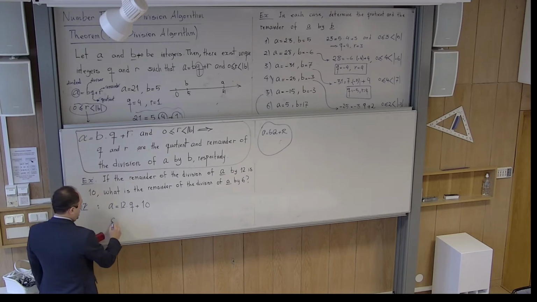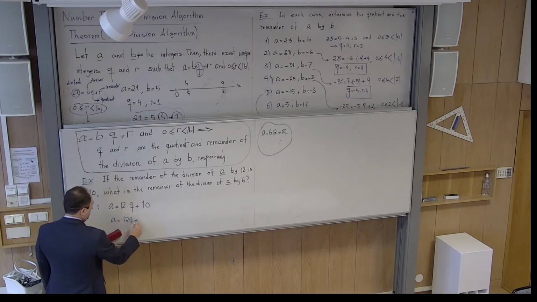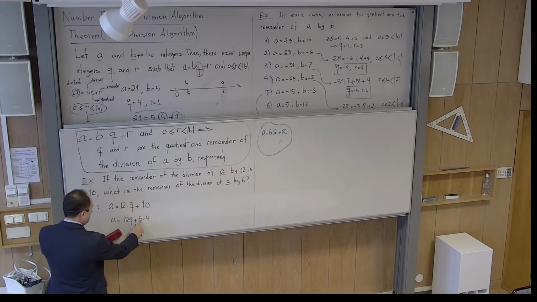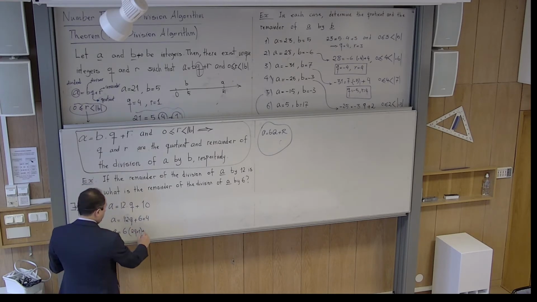So I would write a equals 12q, and instead of 10, I write 6 plus 4. Yes, and then I factor a 6 out. You see, I have my strategy. I want to have 6 here. So using this idea, I take 6 out, and 2q plus 1 is left. Yes, and then 4 is here.